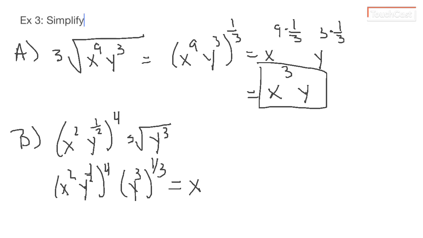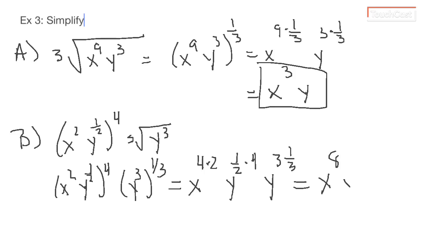So we're going to have x to the 4 times 2, y to the 1/2 times 4, and y to the 3 times 1/3. Well, 4 times 2 is 8. So we're going to have x to the 8. 1/2 times 4 is 2. So we're going to have y squared. Y to the 3 times 1/3. 3 times 1/3 is 1. So we're going to have just y to the 1.